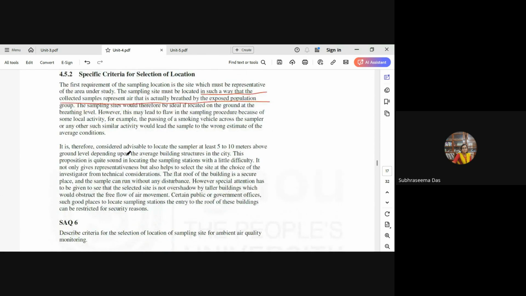Therefore, it is advisable to locate the sampler at least 5 to 10 meters above the ground level, depending upon the building structures in the city. This proposition is quite sound in locating the samplers. However, this arrangement of collection of samples is sometimes difficult in a mountain area or a valley-like area.